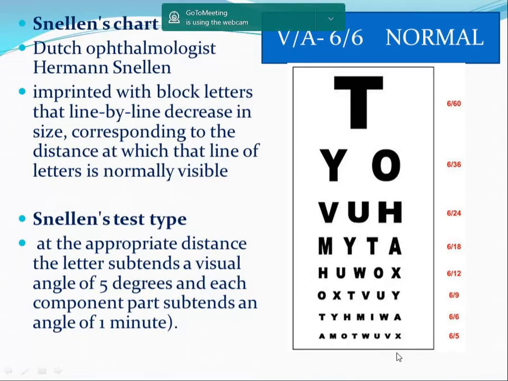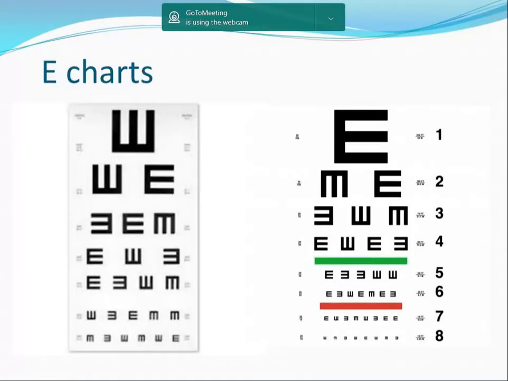So each and every Snellen's test type will be subtending an angle of 5 degrees only at the suitable distance. Understood now? So that is about your Snellen's chart.